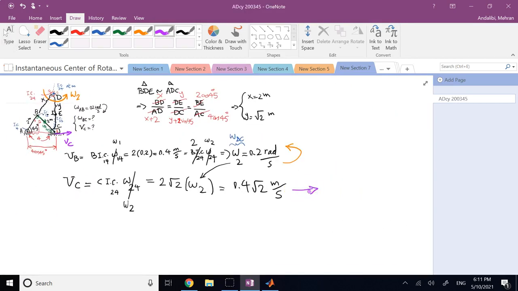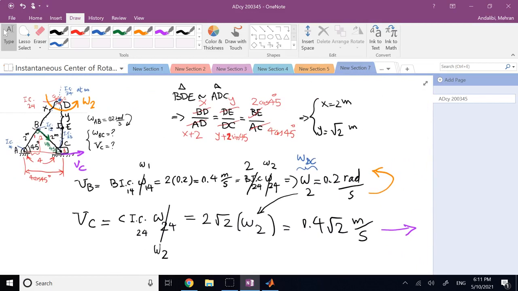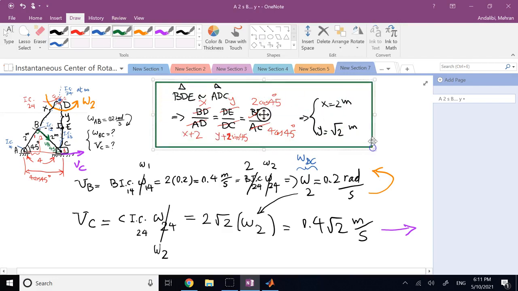Okay, so I found both of these simply through instantaneous center of rotation. Again, for distances x and y, life was easy because I could use similar triangles. Not always it is that easy, okay? And I'll show you an example, but remember, in general, not always you get these horizontal lines and similar triangles.